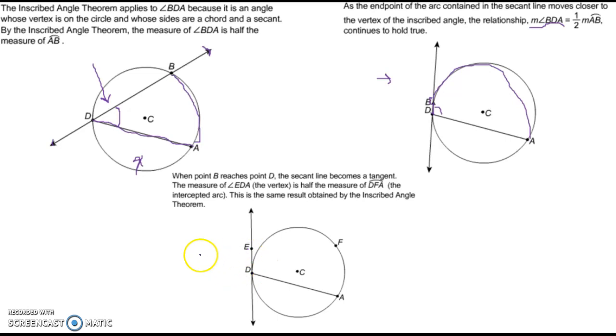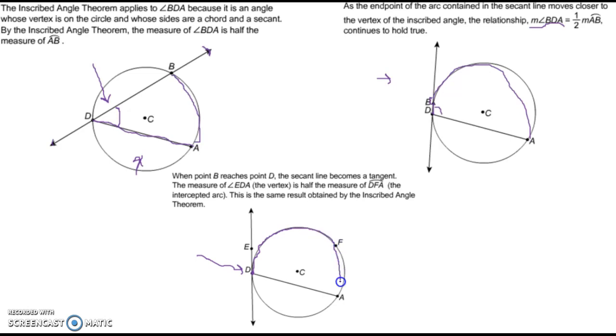However, look at when point B reaches point D, so when they become one. So now we only have 1 point of intersection. This was secant BD, but now it's not a secant anymore, it's a tangent, because this line only crosses the circle one time at point D. So the measure of angle EDA is half of the measure of arc DFA. It still is the same theorem. So that's kind of cool to note, and that's what we want to talk about today.